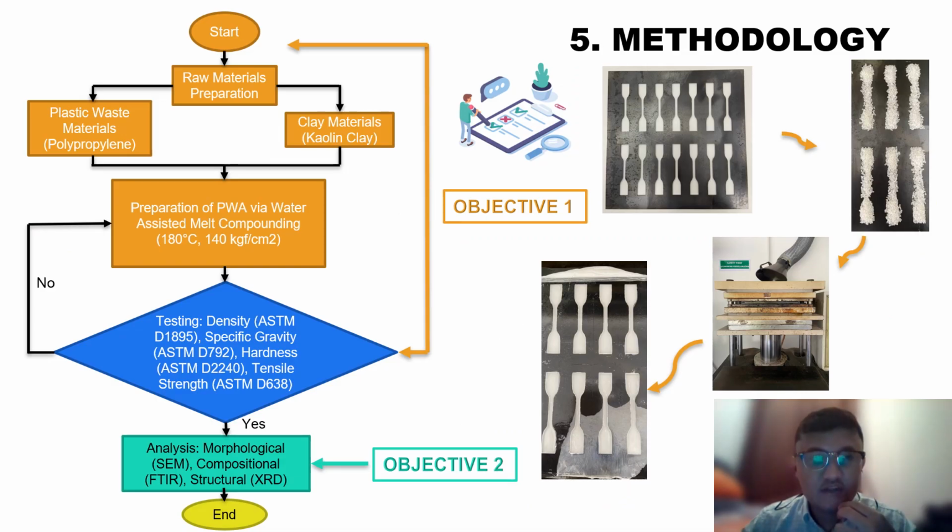For the methodology, the first step is preparation of PWA via water-assisted melt compounding using an internal mixer. Next, the aggregate will be filled into the mold and then the hot press can proceed. After the dog bone has been made, the testing of physical properties, which is density and specific gravity, and mechanical properties, which is hardness and tensile strength, can be done. The physical and mechanical properties will be supported by morphological analysis, compositional analysis, and structural analysis.